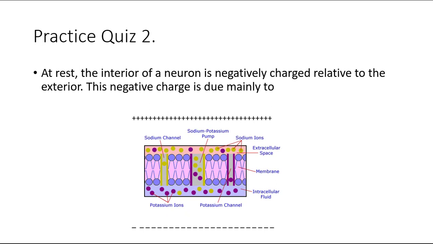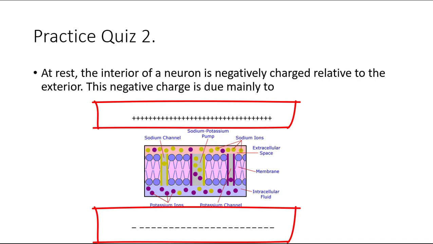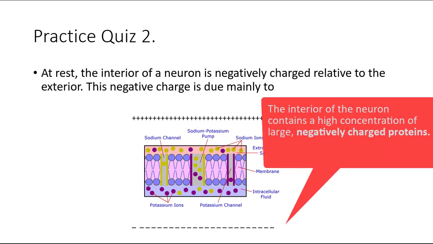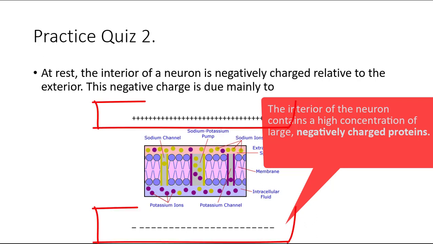Practice quiz 2. At rest, the interior of a neuron is negatively charged relative to the exterior. This negative charge is due mainly to the interior of the neuron containing a high concentration of large, did you remember? Yes, negatively charged proteins. Inside more negative, outside more positive, because the interior of the neuron contains a high concentration of large negatively charged proteins.